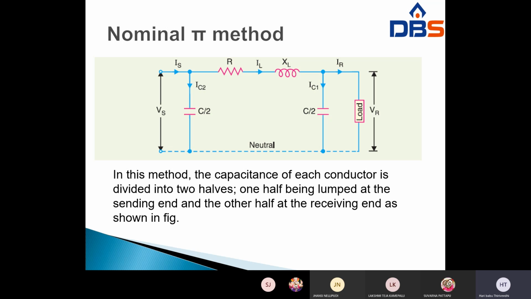But here, in nominal pi, the capacitor must be divided into two halves, and one half is connected to the sending end, another half is connected to the load end. But transmission line constants R and XL are not divided.